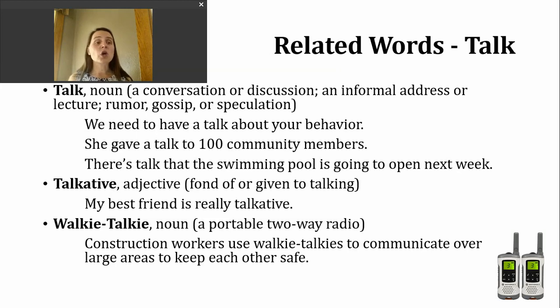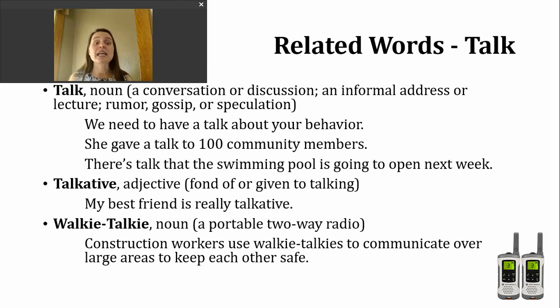Finally, the word talk as a noun could also be referring to rumors, gossip, or speculation. Here's an example of that. There's talk that the swimming pool is going to open next week. That's a little gossip going around my town right now.